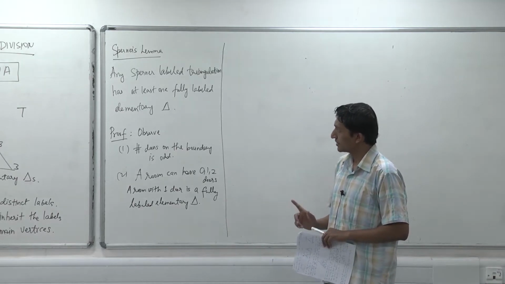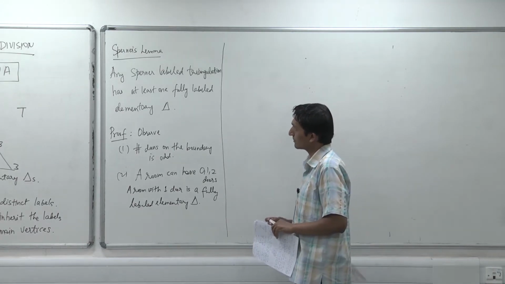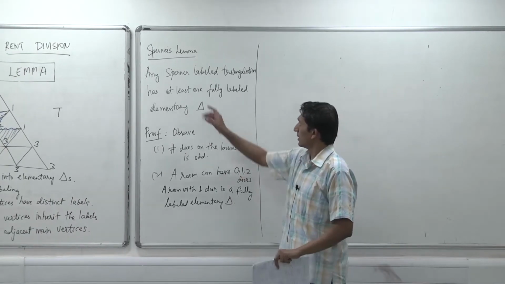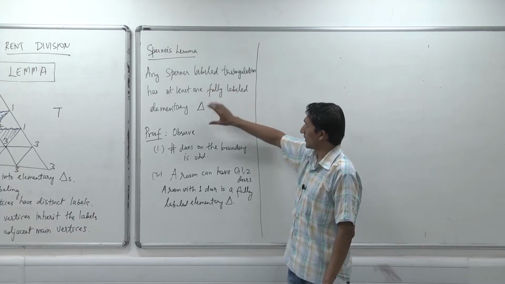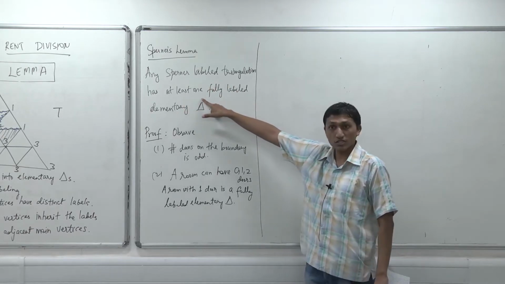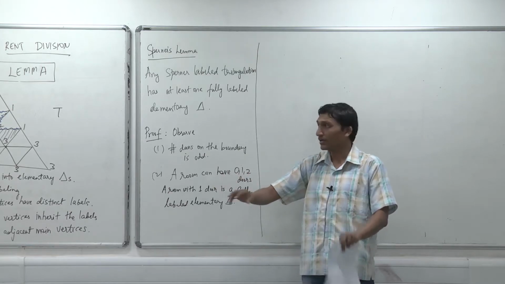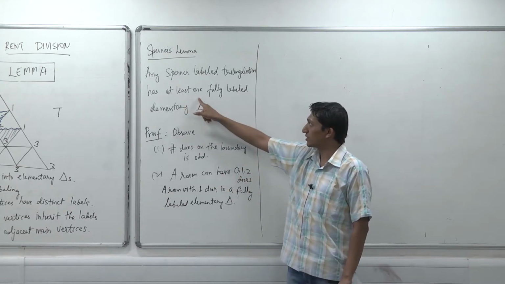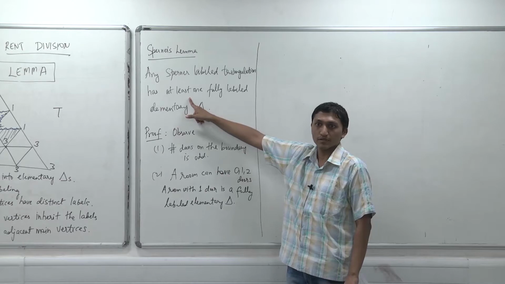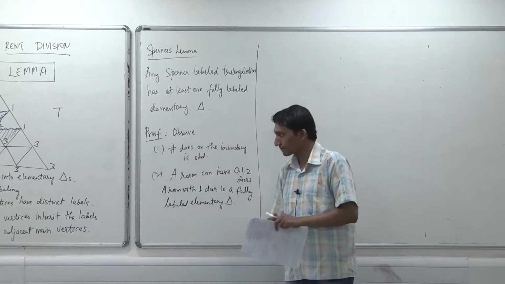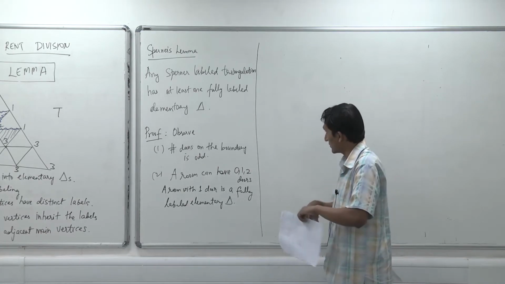There's one additional piece of worry that we need to be careful about. So the way I've written the lemma here, it only says that there exists at least one. So the proof I gave to you works for at least one. But say you want to prove that there exists an odd number of fully labeled elementary triangles, you need one more argument for that, for situations like these.